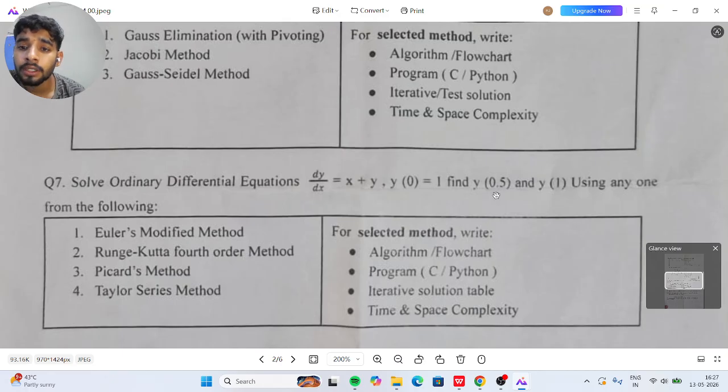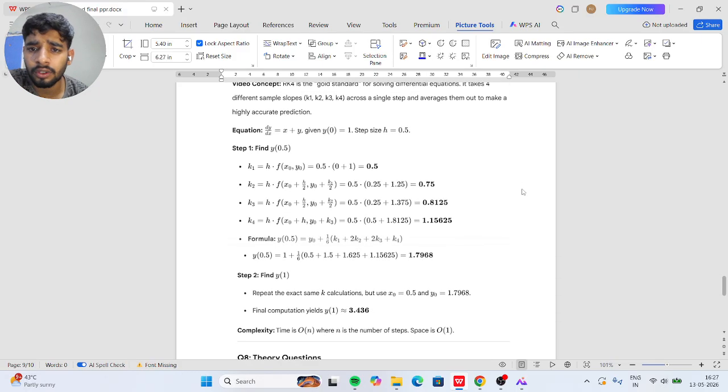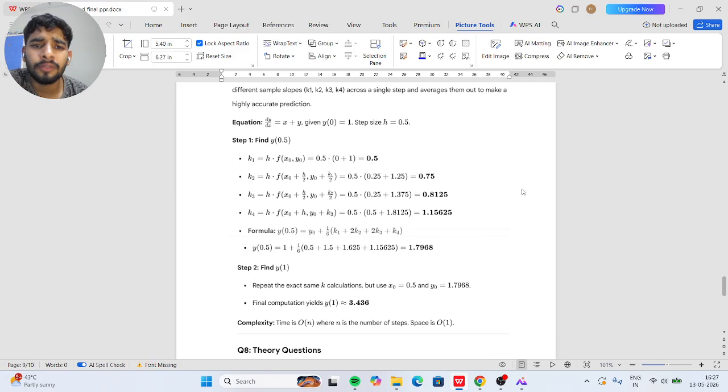What we have to find? y at 0.5 and y1. So by seeing these, we will guess that h would be 0.5. Now we will solve it by using the Runge-Kutta method of fourth order, which is also known as the RK4 method. RK4 is the gold standard for solving differential equations. It takes four different sample slopes K1, K2, K3, K4 across a single step and averages them out to make a highly accurate prediction.